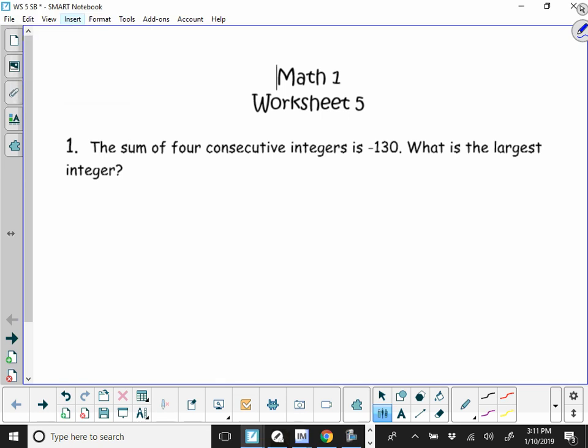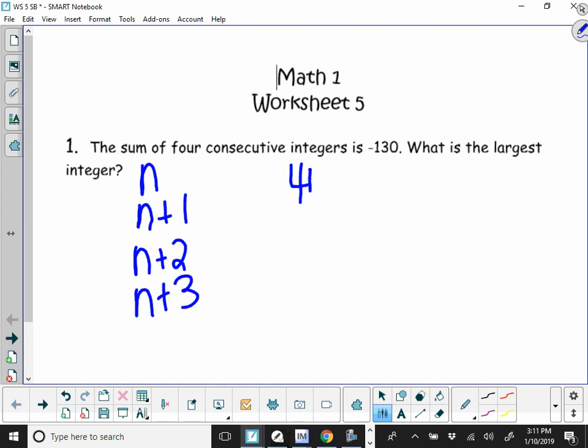Okay, so the sum of 4 consecutive integers, so that's going to be n, n plus 1, n plus 2, and n plus 3. And their sum is negative 130, so we're going to add that up. That's 4n plus 6 is equal to negative 130. And then you solve from here.